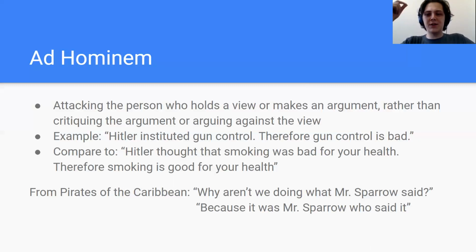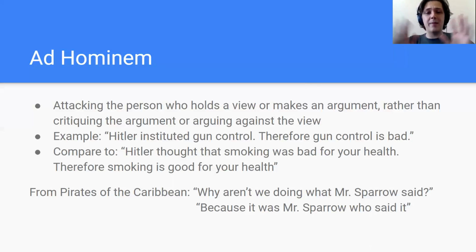one of the British Navy officers asks, "Why aren't we doing what Mr. Sparrow said?" And the captain, commander, commodore, whatever, the boss Navy person says, "Because it was Mr. Sparrow who said it." So they reject a plan. They reject the claim about what they should do now based on who said it. And as a result, they all get killed by zombie pirates. Spoiler, if you haven't seen a movie that came out 20 years ago.